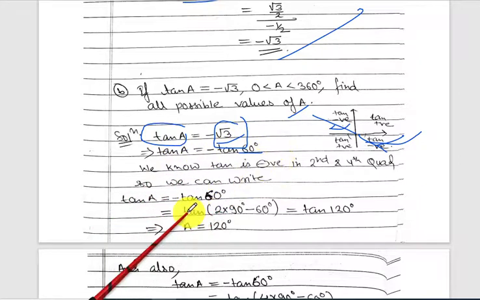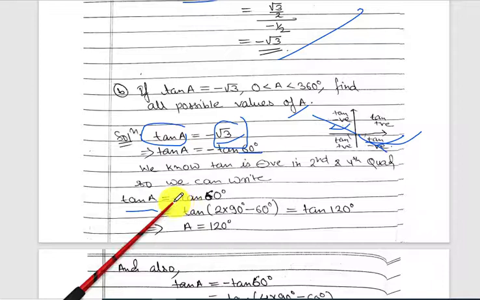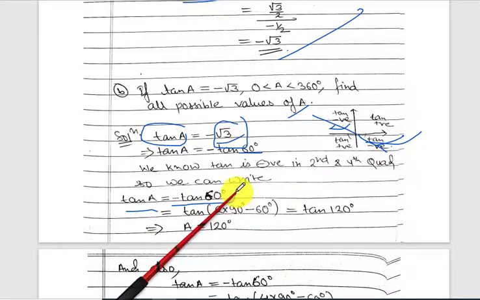Next, tan a equal to minus tan 60 degree. Now this minus tan 60 degree can be written in this way: tan 2 times 90 minus 60. Okay, because you can see here this is 2, even, so tan will remain tan.